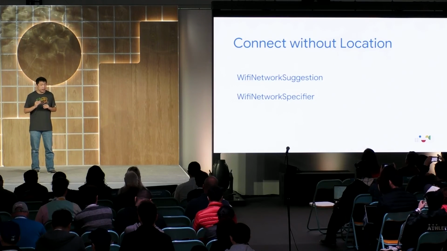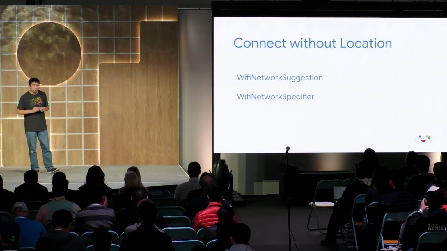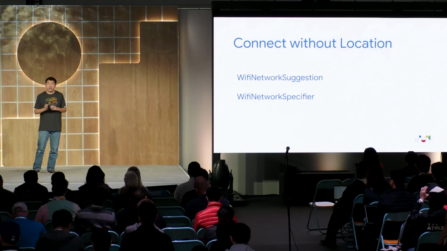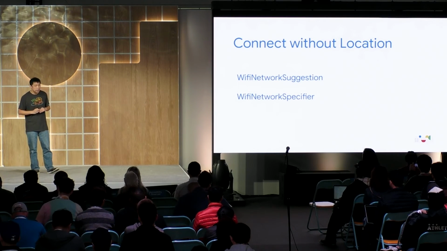As a recap, we just talked about two new Wi-Fi APIs for connectivity without location access: Wi-Fi network suggestion and Wi-Fi network specifier. These APIs provide the capability for applications to suggest access points or connect to local Wi-Fi devices. Applications using these APIs don't have access to nearby Wi-Fi devices, so no location permission is needed. We recommend using these APIs for Wi-Fi connectivity purposes going forward.